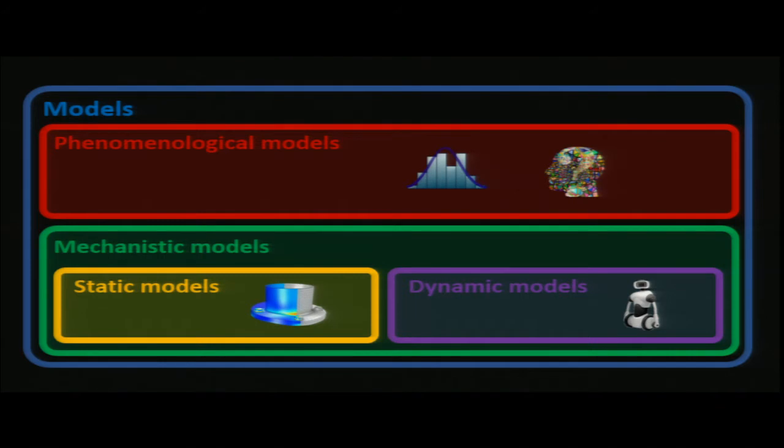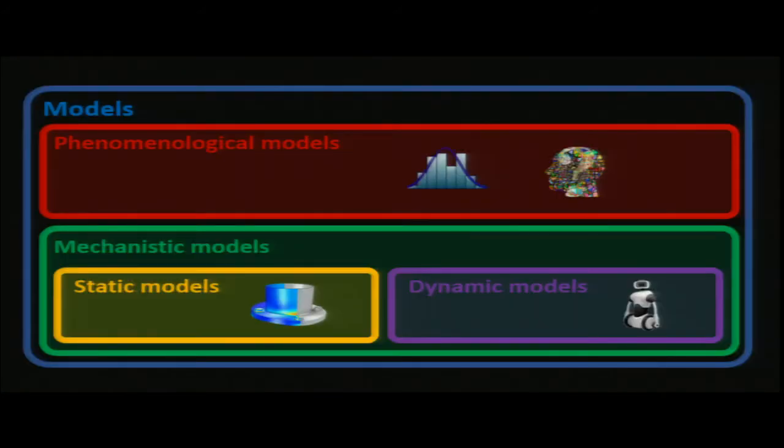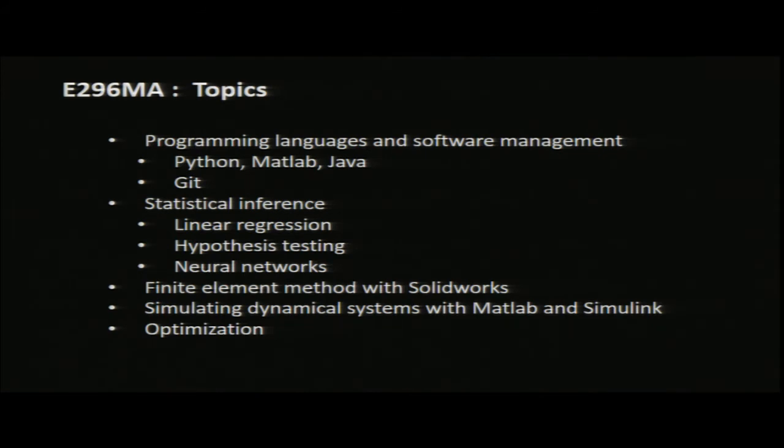When you do stress and strain analysis of components using finite elements and the type of thing that you do in SolidWorks, it's useful to understand that this is a static model, a static mechanistic model. But the types of models that we use for robotics, these are dynamic mechanistic models. Okay? So this is just a taste of the type of thing that we'll be doing in the class. Here is the list of topics that we'll cover in E296MA.